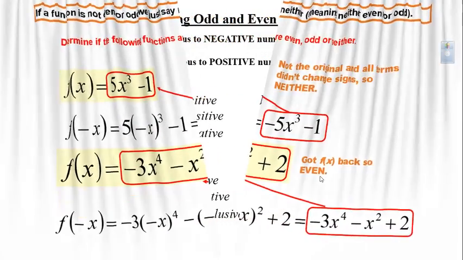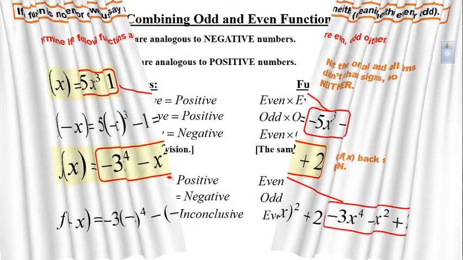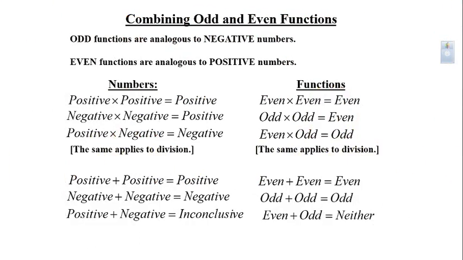Here's another little nifty trick. Odd functions are analogous to negative numbers, meaning they kind of operate like negative numbers, and even functions are analogous to positive numbers, so they kind of operate like positive numbers. Remember, with positive and negative numbers, if you multiply or divide two numbers with the same sign, you'll get a positive result. A positive multiplied by a positive is a positive, and a negative multiplied by a negative is a positive. Likewise with division: a positive divided by a positive is a positive, and a negative divided by a negative is a positive.